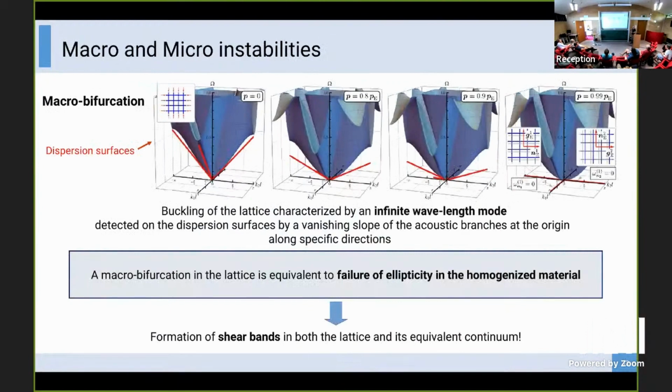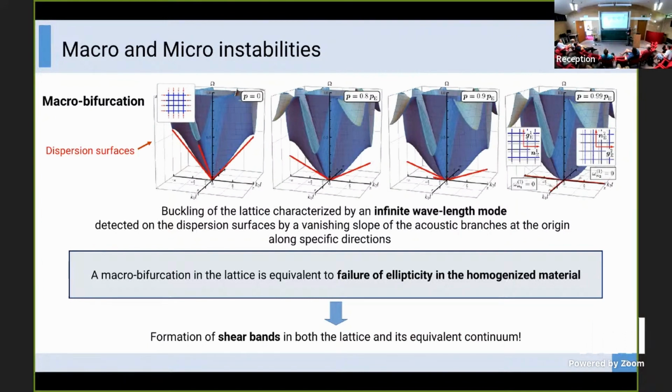So to answer the question, does homogenization work, we need to distinguish between macro and micro instabilities. This is the case of macro instability. A macro instability is a buckling or bifurcation of the lattice characterized by an infinite wavelength mode and can be detected on the dispersion surfaces by a vanishing slope of the acoustic branches at the origin along specific directions.